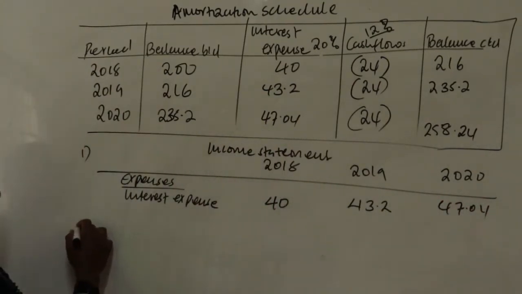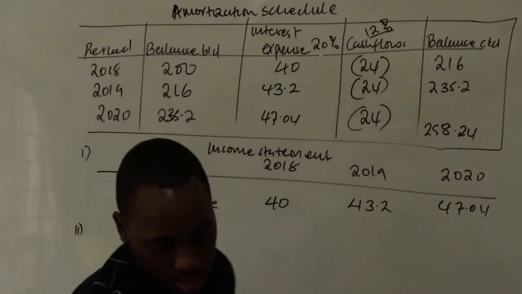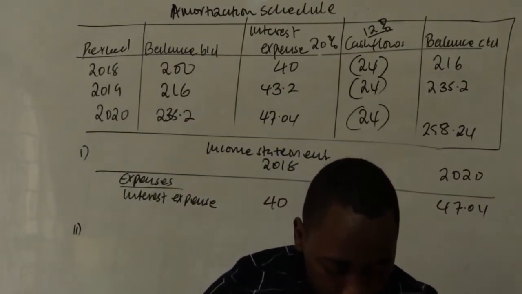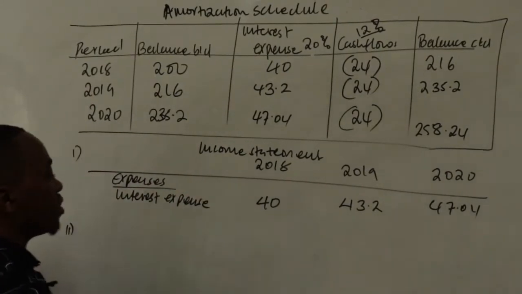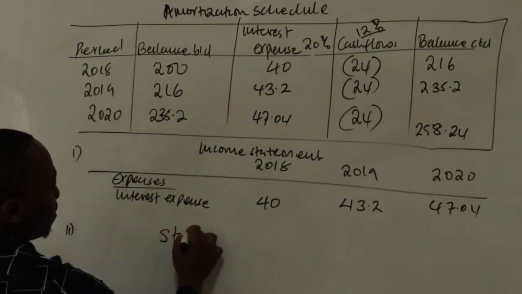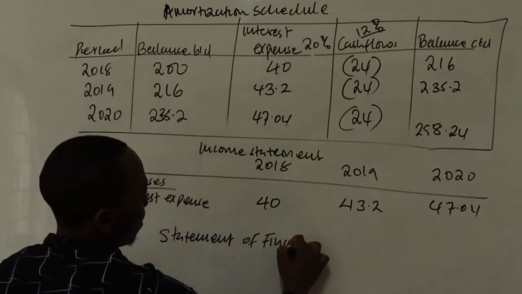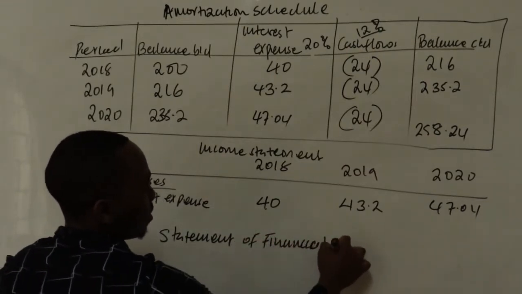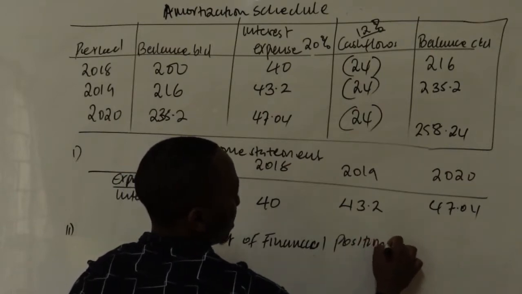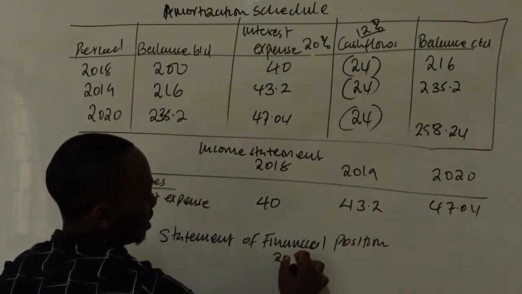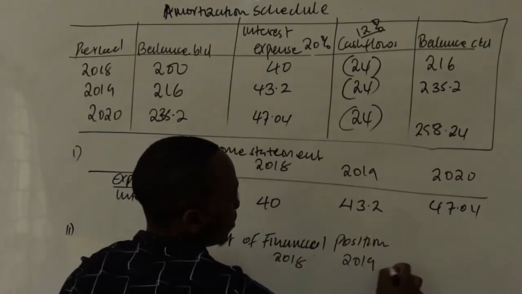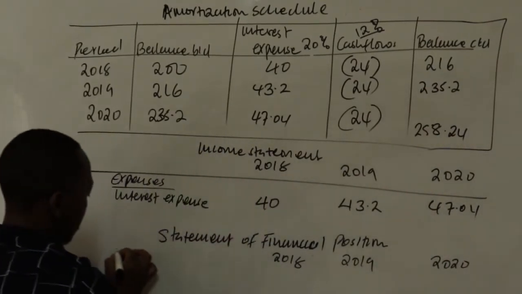Number two, you are supposed to show that. Number two, what was required? Extract of the statement of financial position. So, the statement of financial position. Here we have 2018, 2019, and 2020.